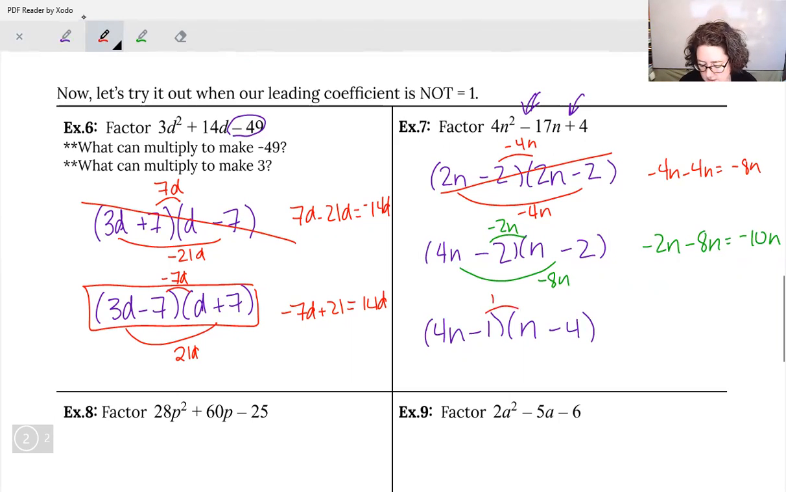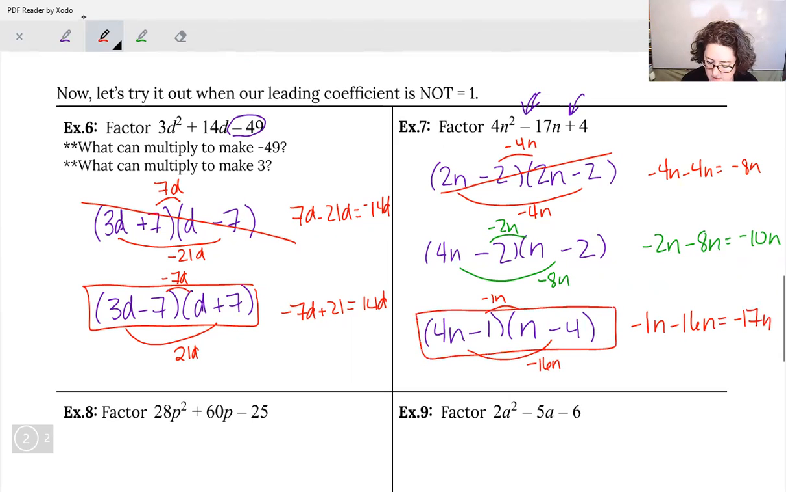So we have a 1n or negative 1n. We have a negative 16n. Negative 1n minus 16n gives us negative 17n. This is the one we want. So this is our final answer: 4n minus 1 times n minus 4.